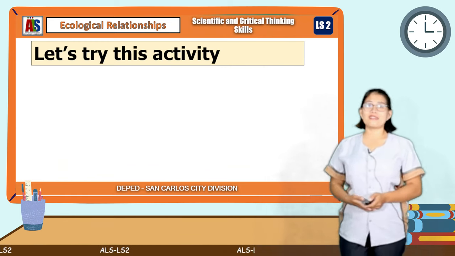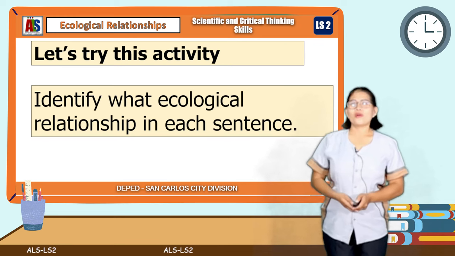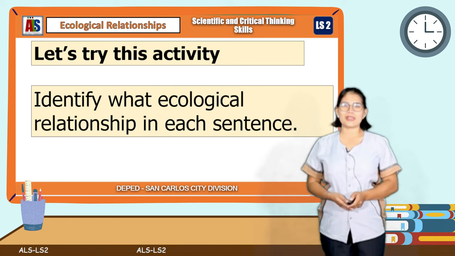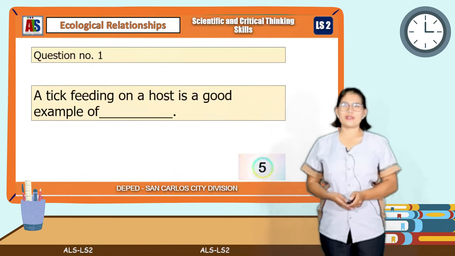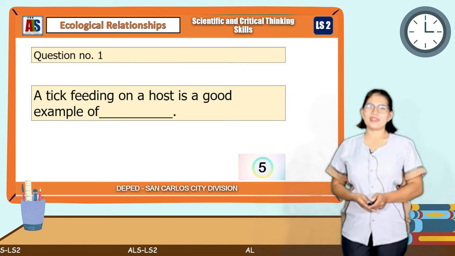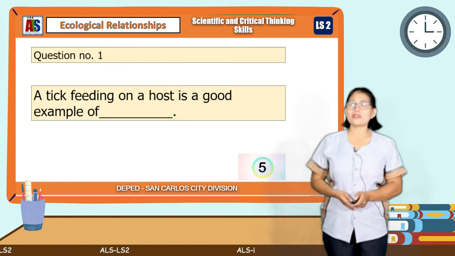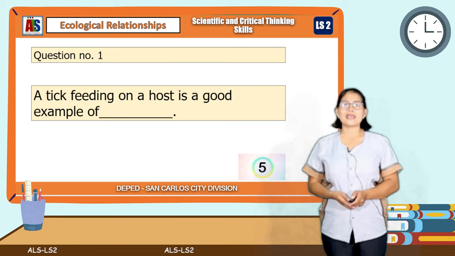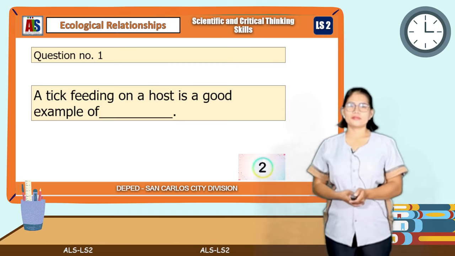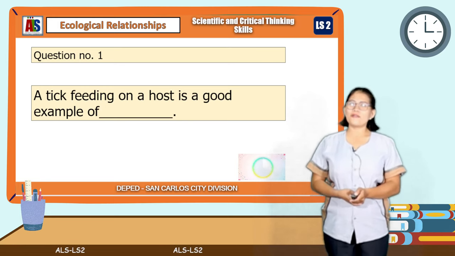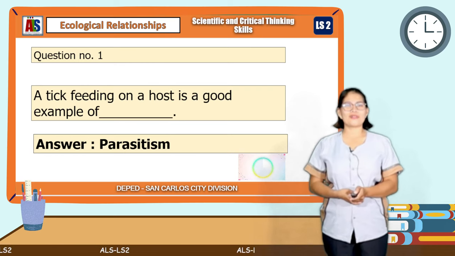Let's try this activity. What you are going to do is identify the ecological relationship in each sentence. We have question number one. Here, you only have 5 seconds to answer each question. For question number one, a tick feeding on a horse is a good example of what? You only have 5 seconds to answer. What is your answer? If your answer is parasitism, then you are correct.